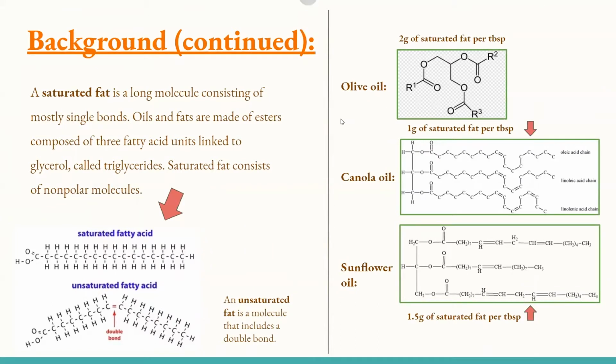And then these are the structures of 3 oils that were used in the experiment. Olive oil has 2 grams of saturated fat per tablespoon, canola oil has 1 gram of saturated fat per tablespoon, and sunflower oil has 1.5 grams of saturated fat per tablespoon.